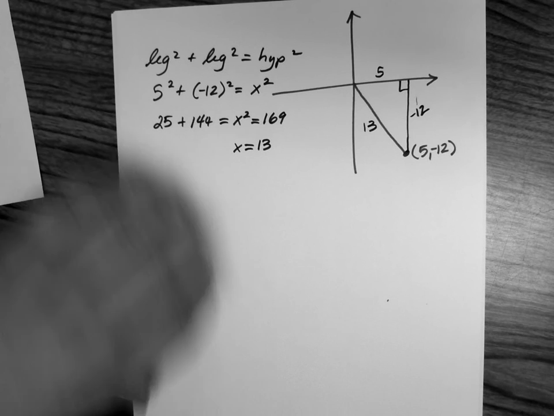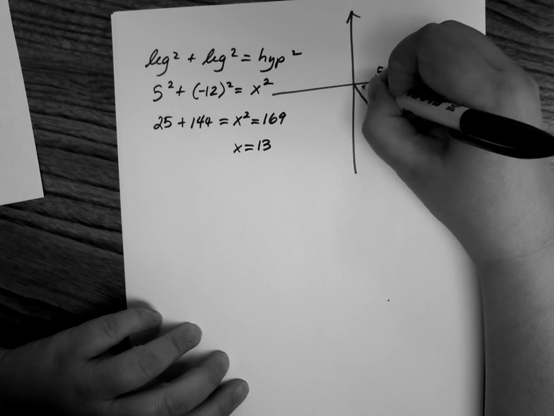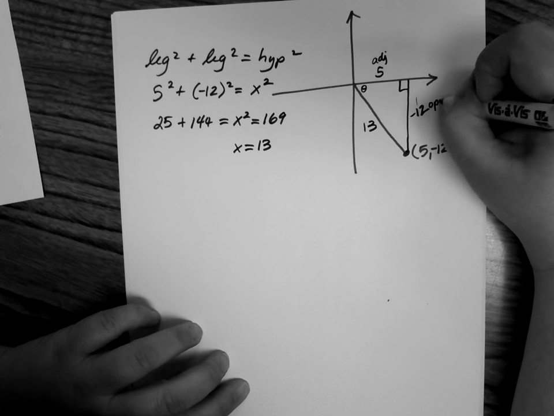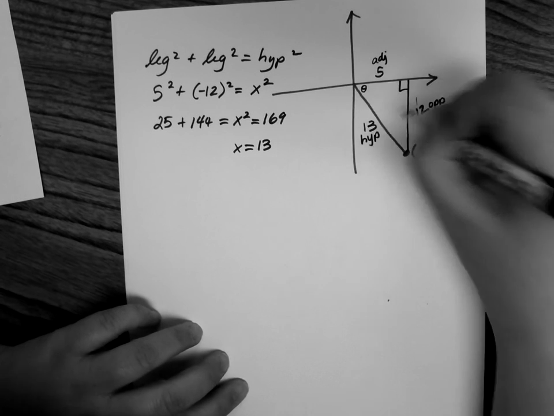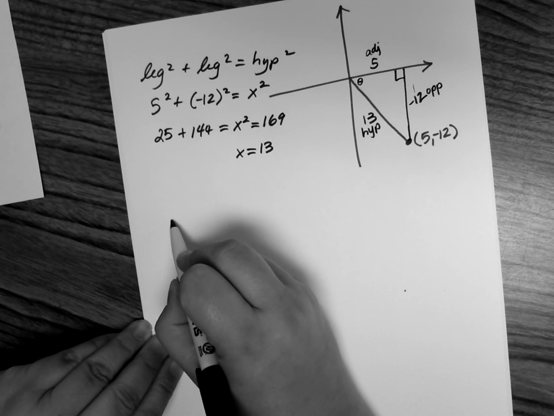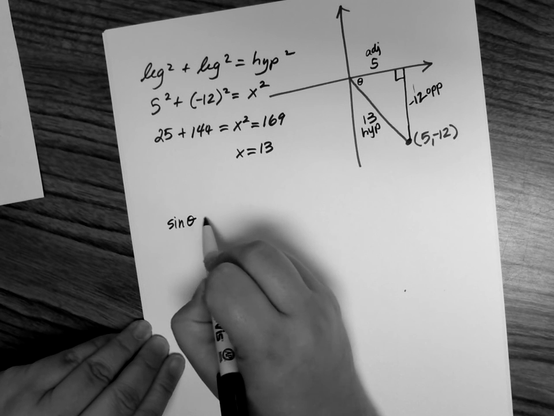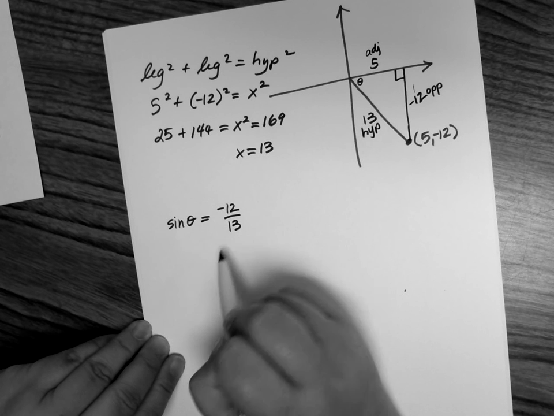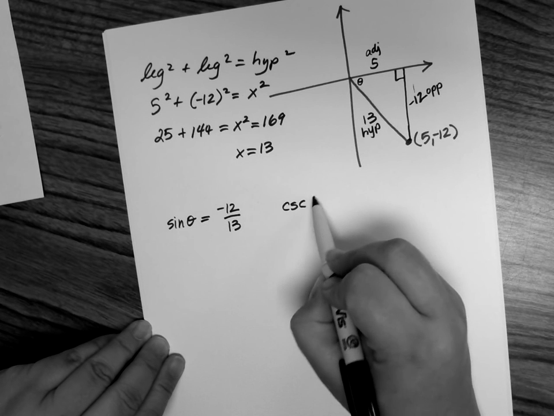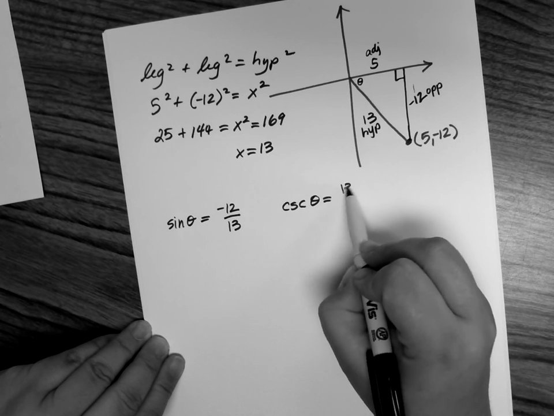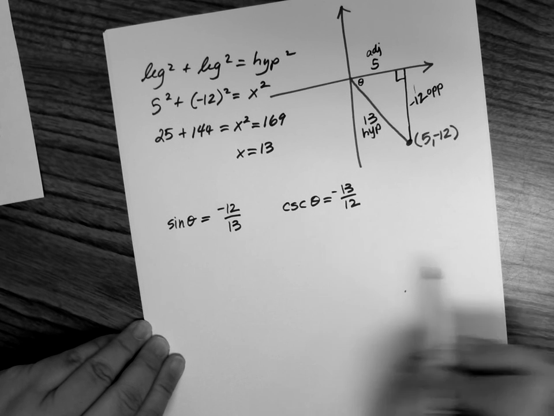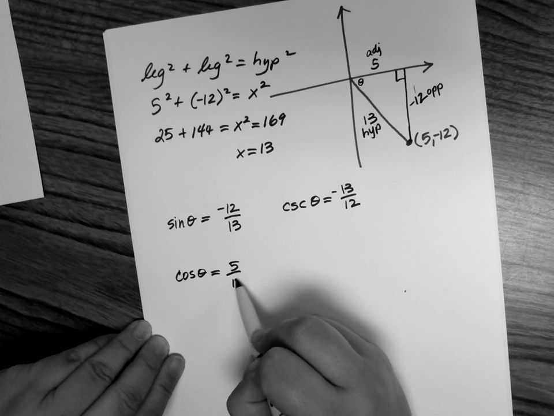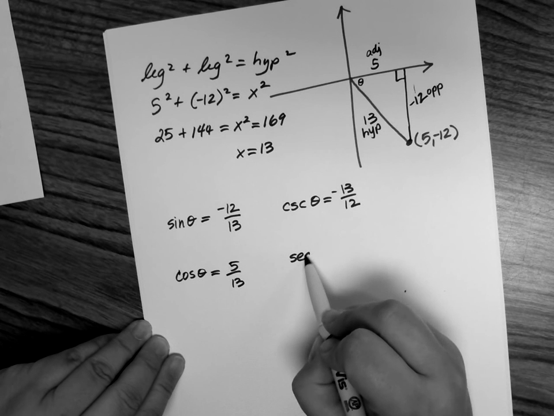So now I'm doing exactly what I did before. Here's my theta. Here's my adjacent. Here's my opposite. Here's my hypotenuse. Sine is opposite over hypotenuse. And that goes with cosecant. Cosine is adjacent over hypotenuse. That goes with secant.